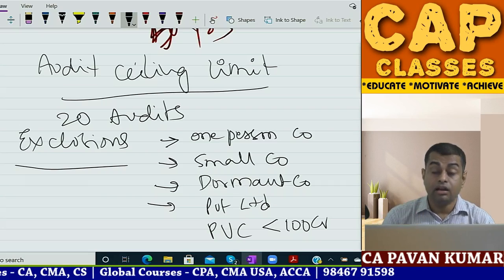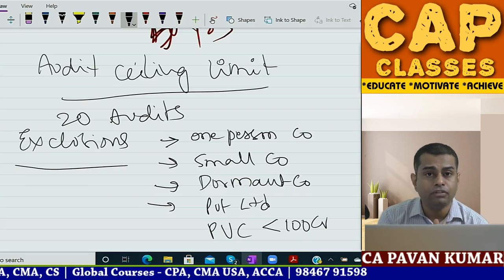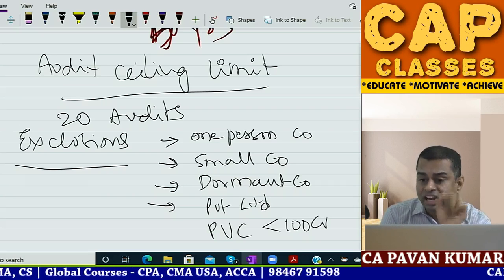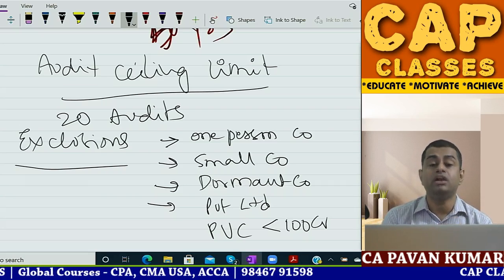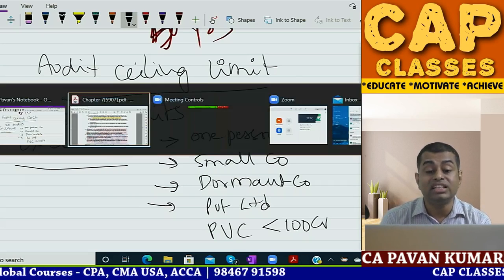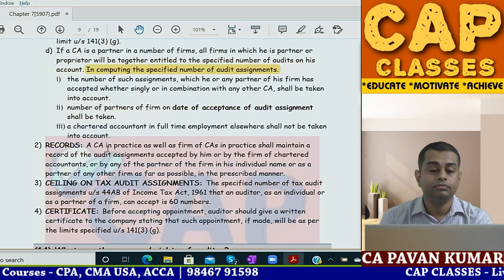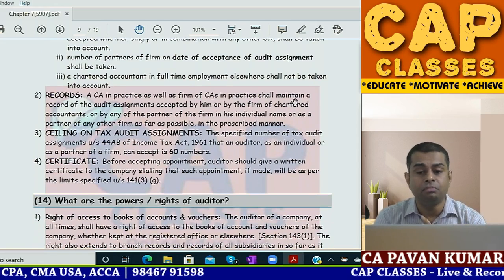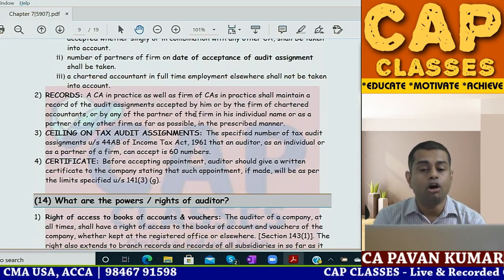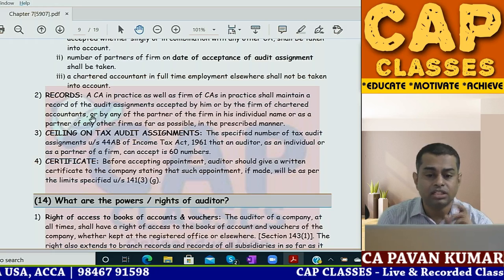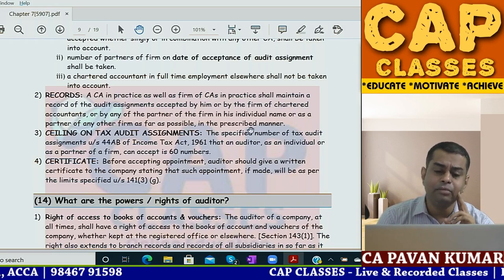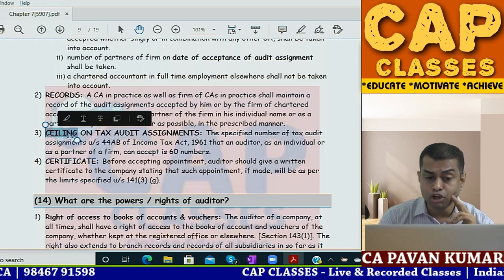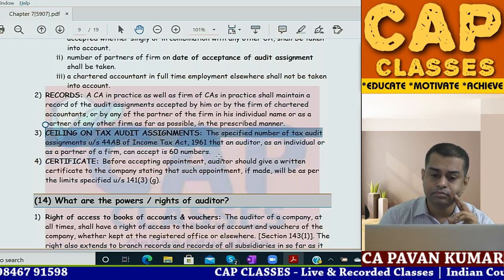Okay. And every member of ICAI has to maintain a record of how many company audits I am doing and shall submit that to ICAI if it is required. So check here, records. A CA in practice as well as a firm shall maintain a record of the audit assignments in the prescribed manner. Now, I told you already, tax audits.